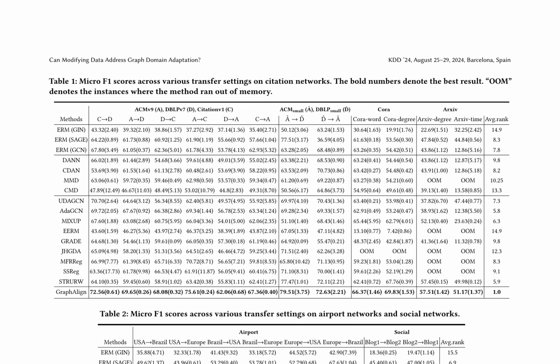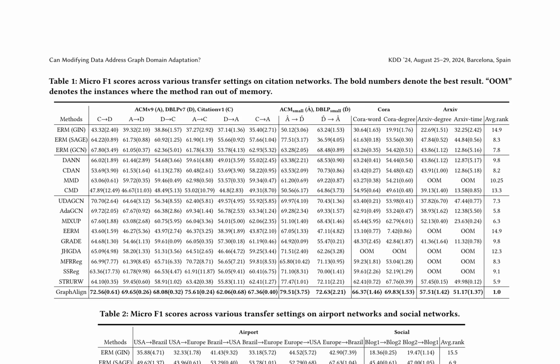The authors present a novel approach to unsupervised graph domain adaptation, UGDA, called GraphAlign, which modifies the source graph to align with the target graph. The method is evaluated on various transfer settings across citation networks, airport networks, and social networks. The results show that GraphAlign outperforms existing UGDA methods, including vanilla empirical risk minimization, URM, and non-graph domain adaptation methods.